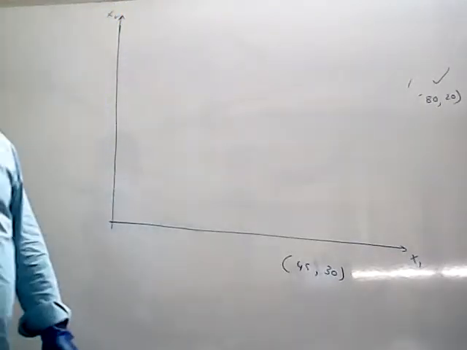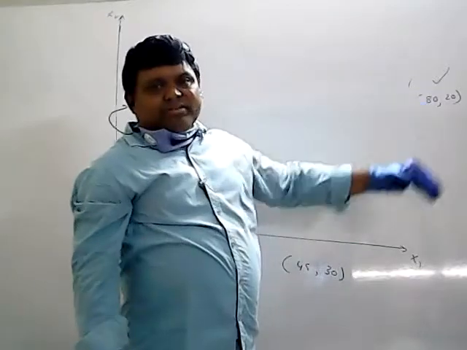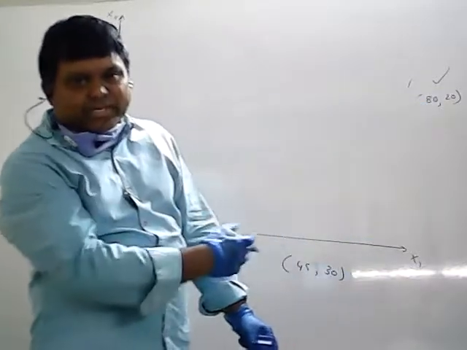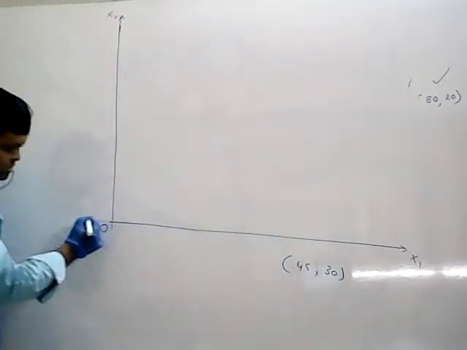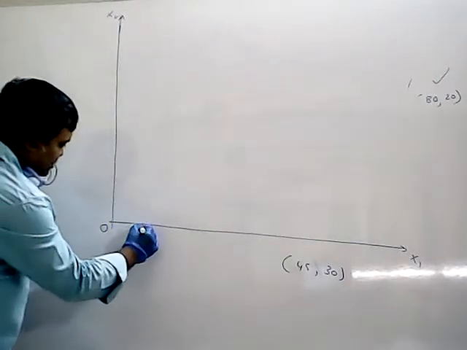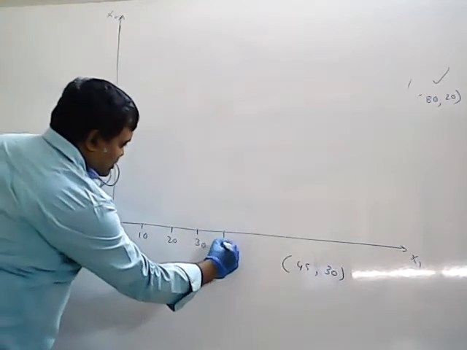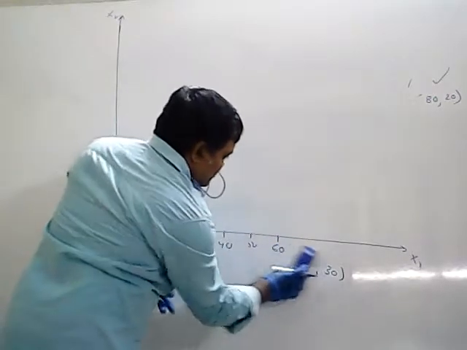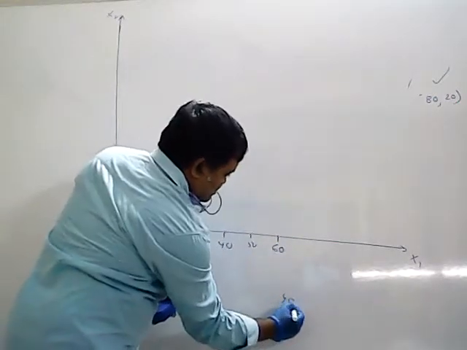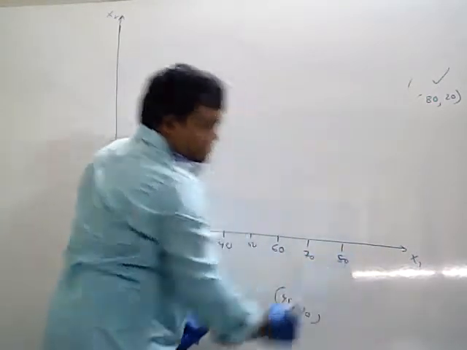X1, x2. The scale is your wish. It is the maximum point; I will take up to 80, with a 10, 10 difference, for both x1 and x2. Generally, we will take equal scales. So this is the origin. Up to 80 means 10, 20, 30, 40, 50, 60, 70, 80 on the x1 axis.